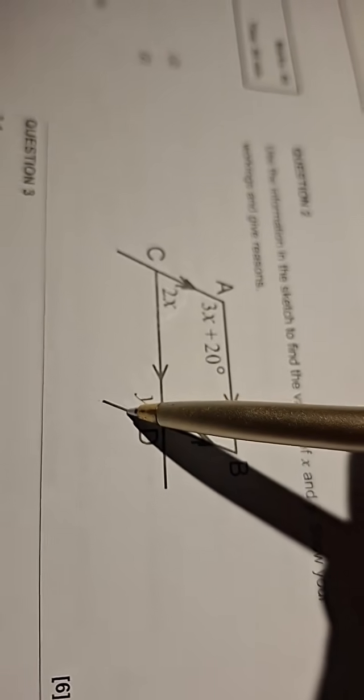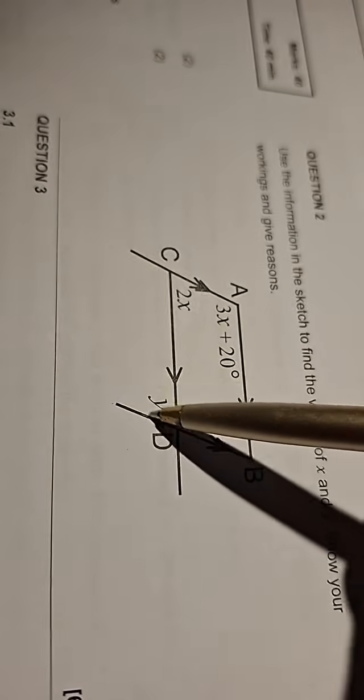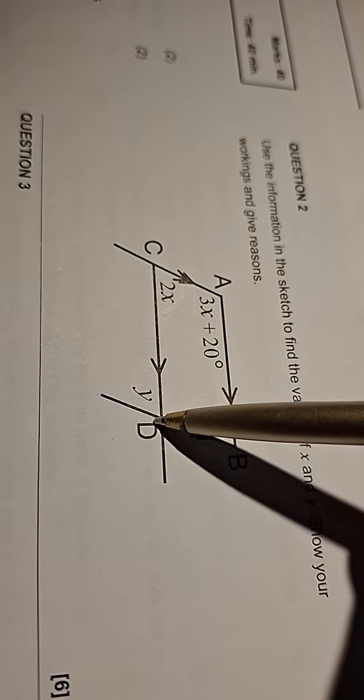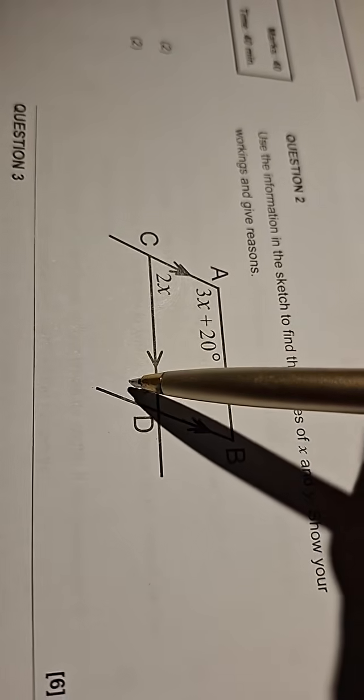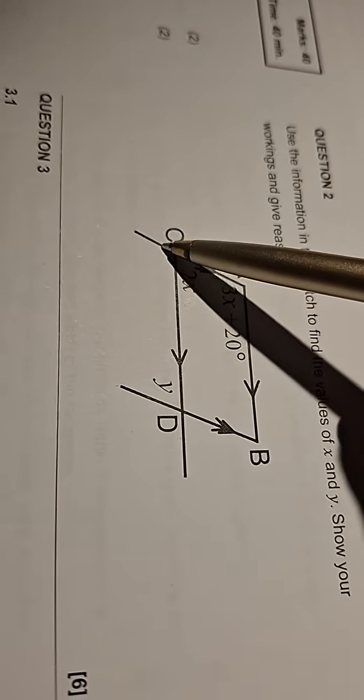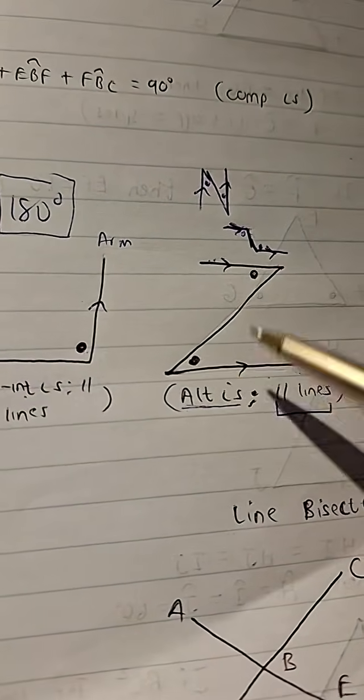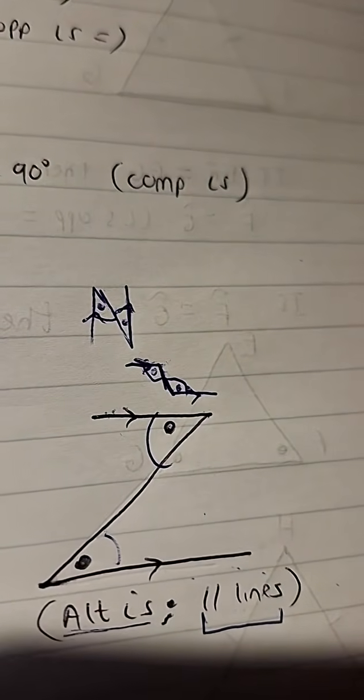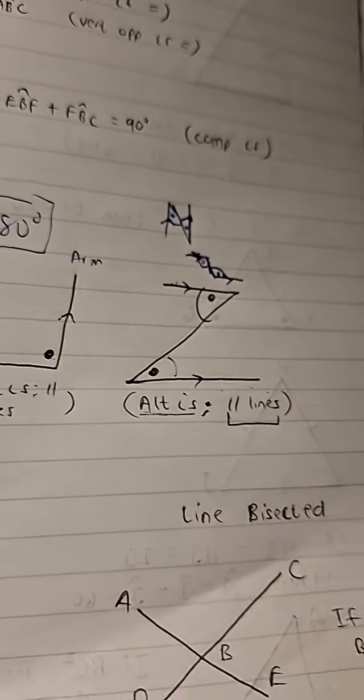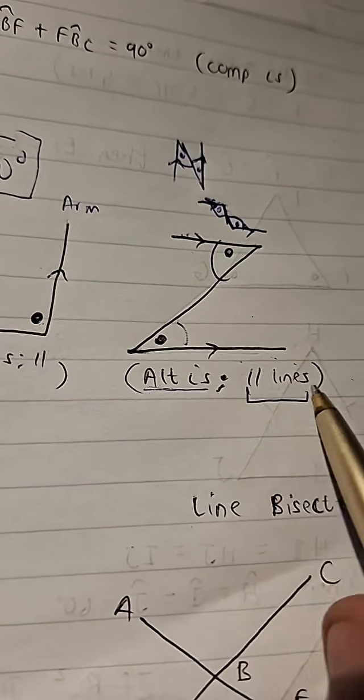I repeat, this angle is equal to that one. Z shape. What is the relationship between 2x and y? Alternate. Since they are alternate angles, if the lines are parallel, we say 2x is equal to y. Z shape. We spoke about this earlier, guys. This angle is equal to that one. Alternate angles is the reason, and we state the lines that are parallel.